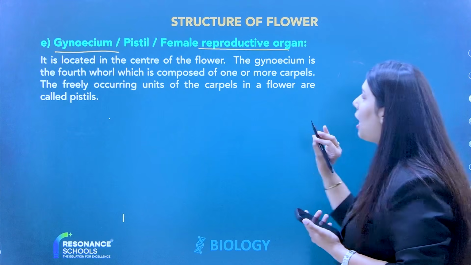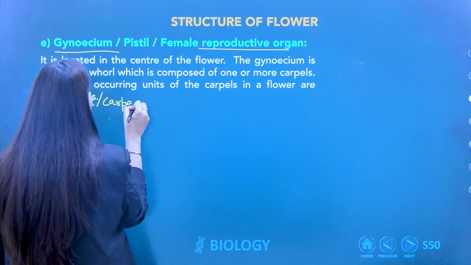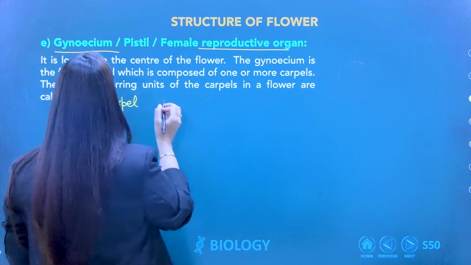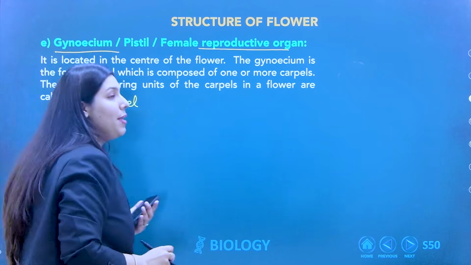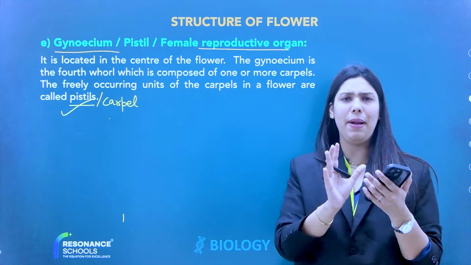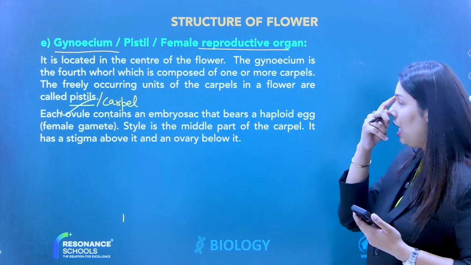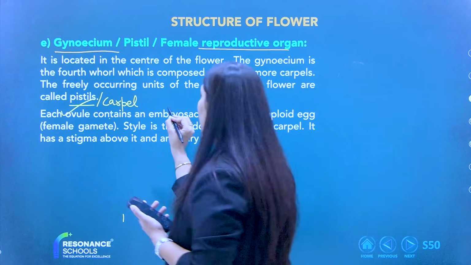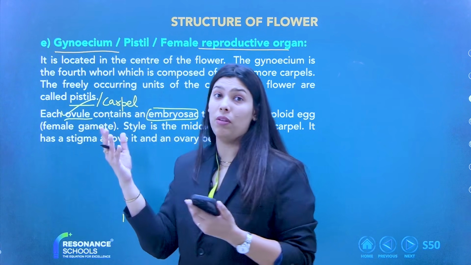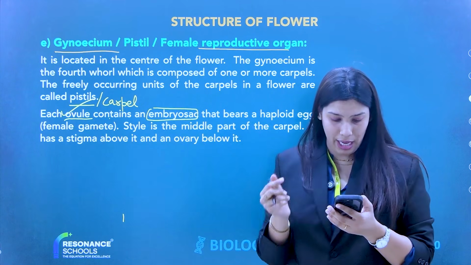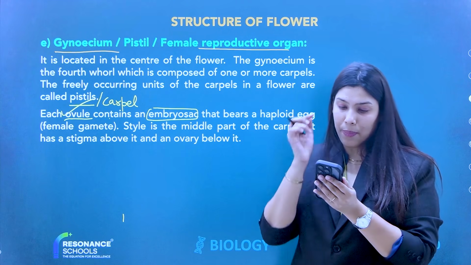I told you now, there are two names. This is the pistil, which is also known as the carpel. What is the difference between them? See, when they are freely occurring, they are known as pistils. Freely occurring means independent. There is one unit, that's it. Okay. Each ovule contains an embryo sac. This is the embryo sac, which is contained by the ovule. And this ovule, who contains this ovule? Quickly. Who contains this ovule? Okay. See.